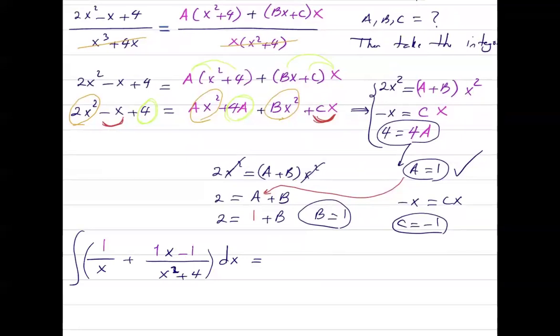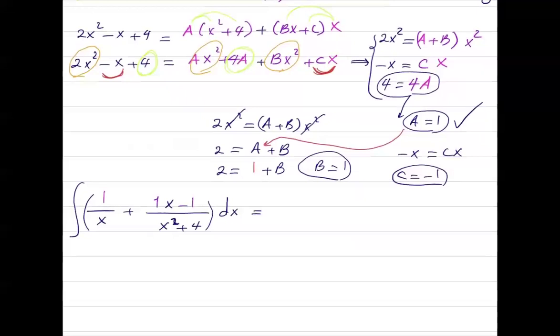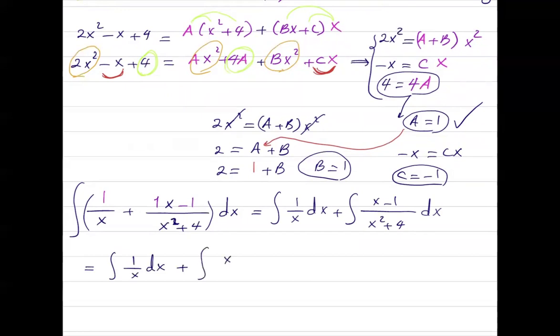Perfect. So let us continue. This integral can be written as the integral of 1 over x dx plus the integral of (x minus 1) divided by (x squared plus 4) dx, which in turn can be written as the integral of 1 over x dx plus the integral of x divided by (x squared plus 4) dx minus the integral of dx over (x squared plus 4). I broke this down into the summation of two fractions, which are here and here.